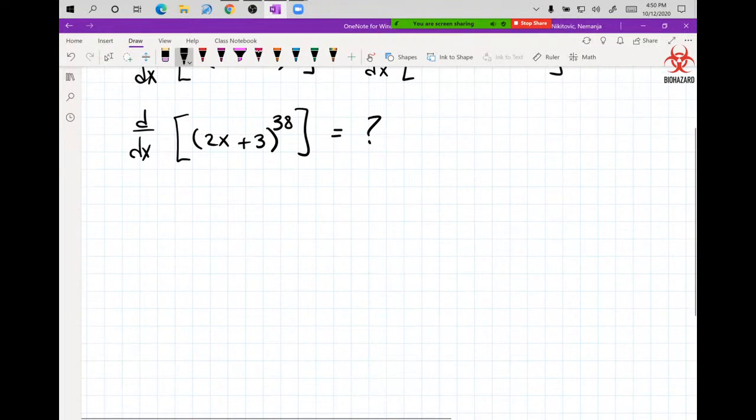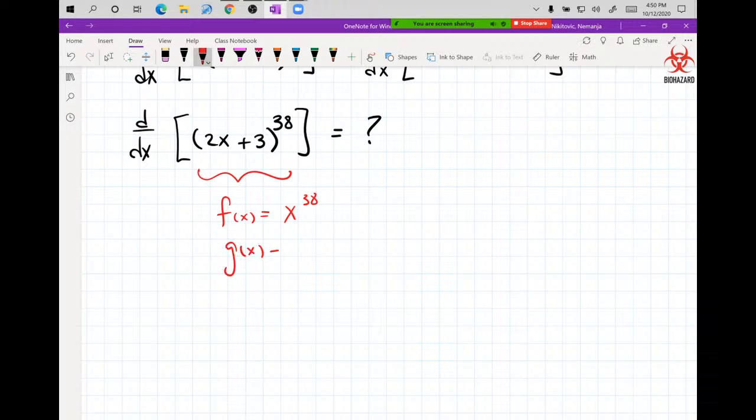Now, what should be clear immediately is that this particular function is decomposed with f of x equal x to the 38 and g of x equals 2x plus 3. So they together can make f of g of x, which is what we call function composition. You might have seen it in this form as well, f composed with g. So we would like to learn this method.